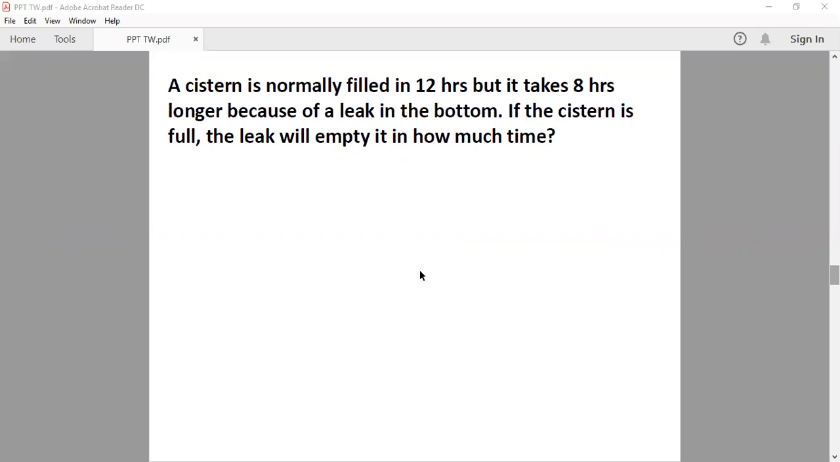So most of you have answered it correctly, and a few people have answered it incorrectly. Okay, now let us try to solve the question.